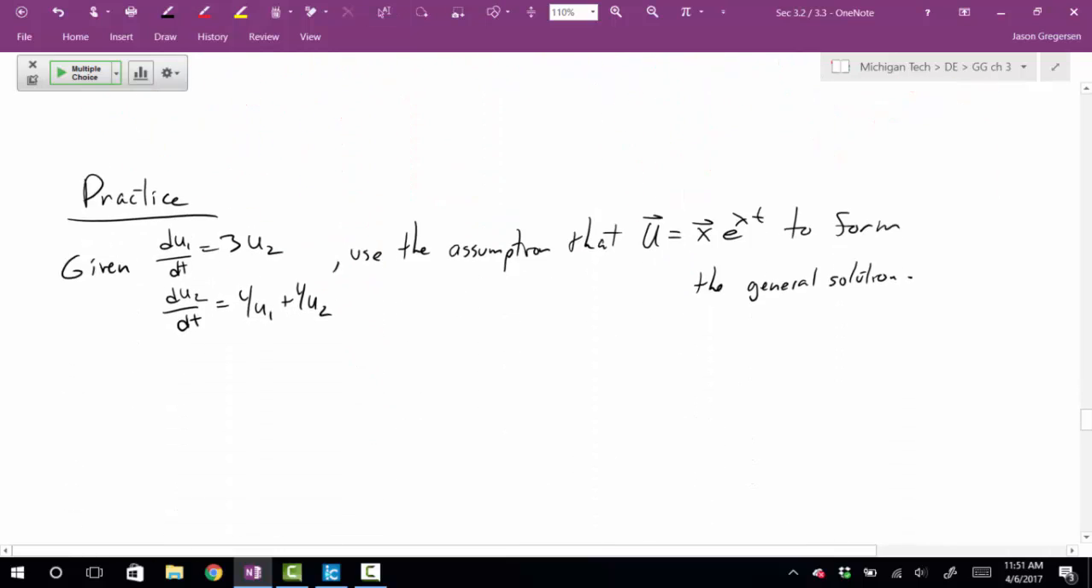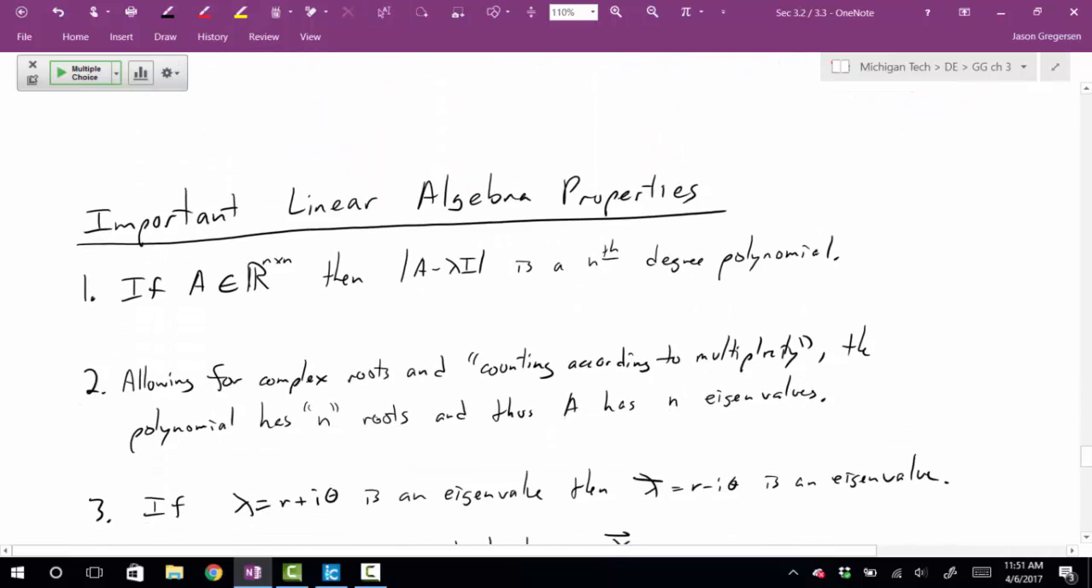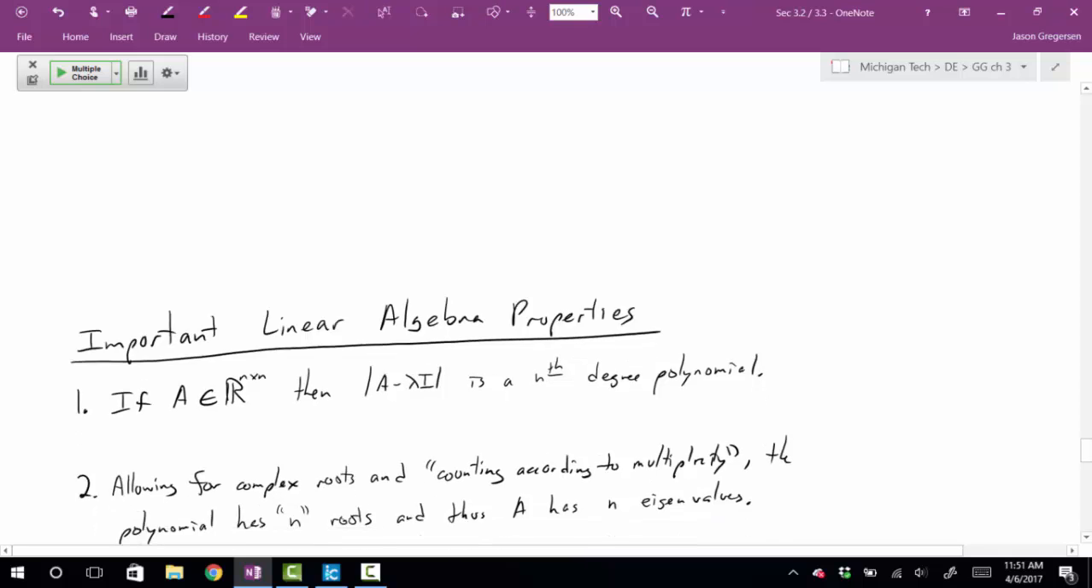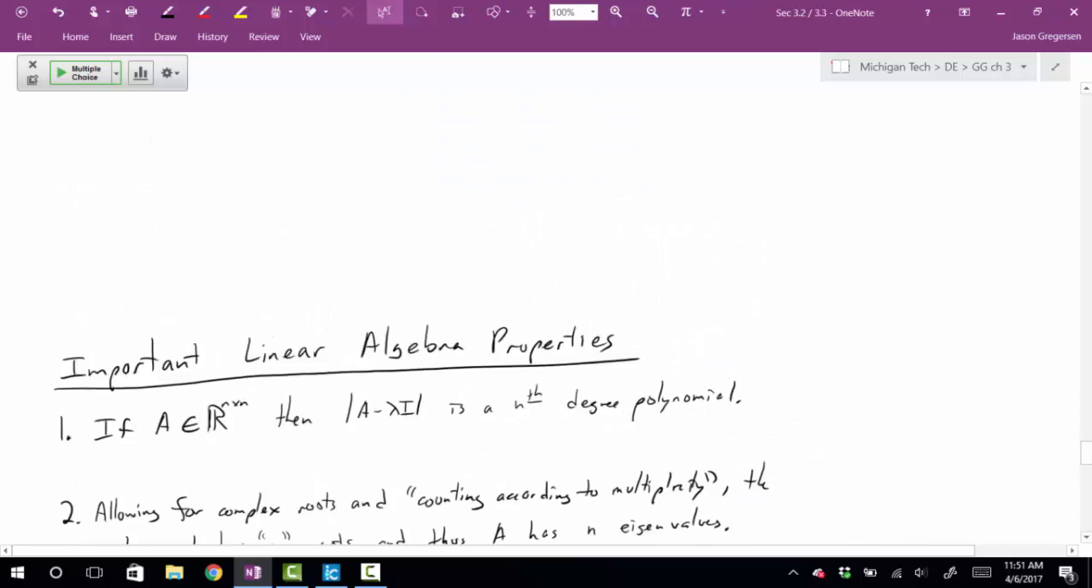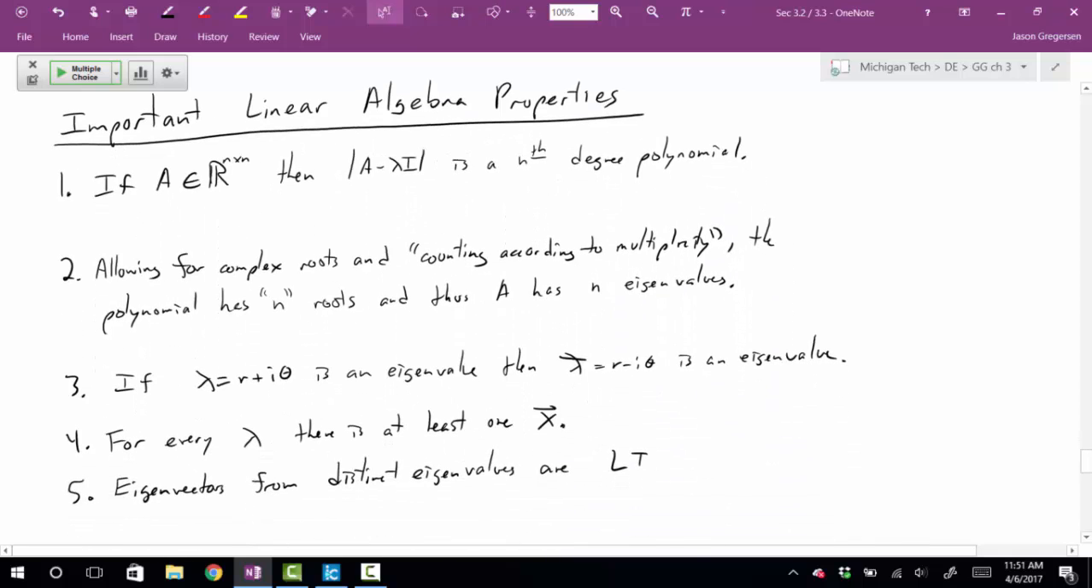All right. So I know the problem here, but we're going to skip that and go on to our important linear algebra properties. There's a little list of these in the text as well. I picked them out and rephrased them a little bit. We don't want to focus a ton of time on linear algebra theorems, but the idea is to be able to justify how we're forming our solution and to say things are linearly independent. We need a couple of core things from linear algebra: eigenvalues.